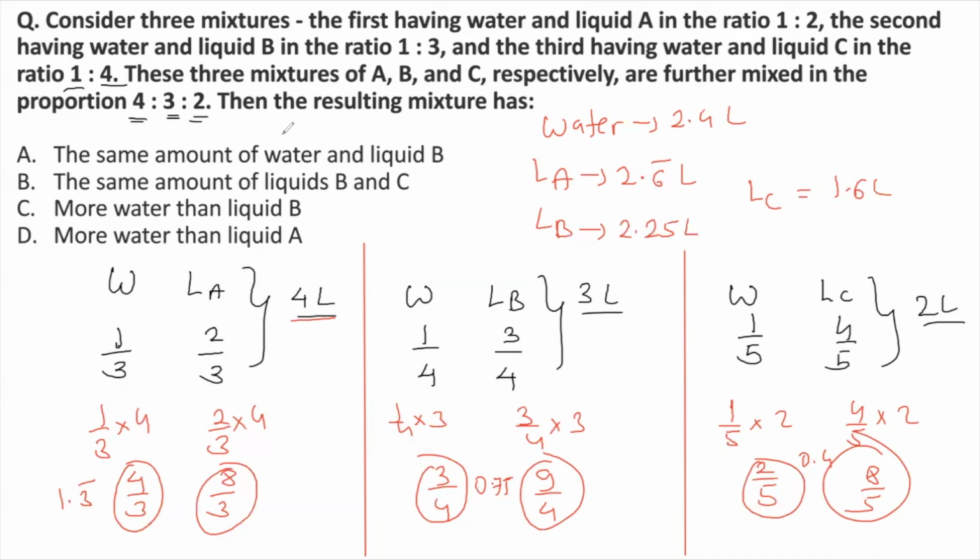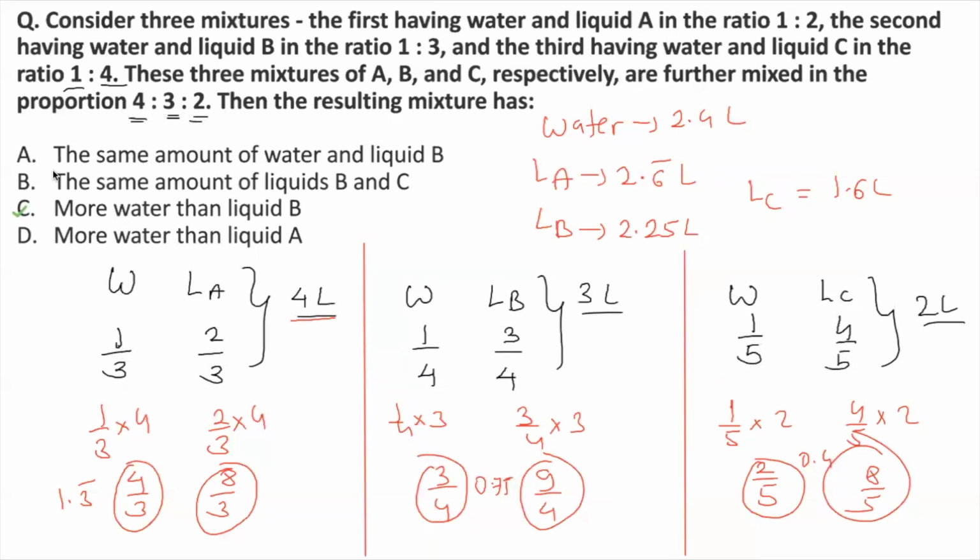Now let's look at the options. The resulting mixture has same amount of water and liquid B. Well, no. 2.4 liters water and 2.25 liters liquid B. So basically there is more water than liquid B, and that is the third option. Very clearly we have got the answer already.